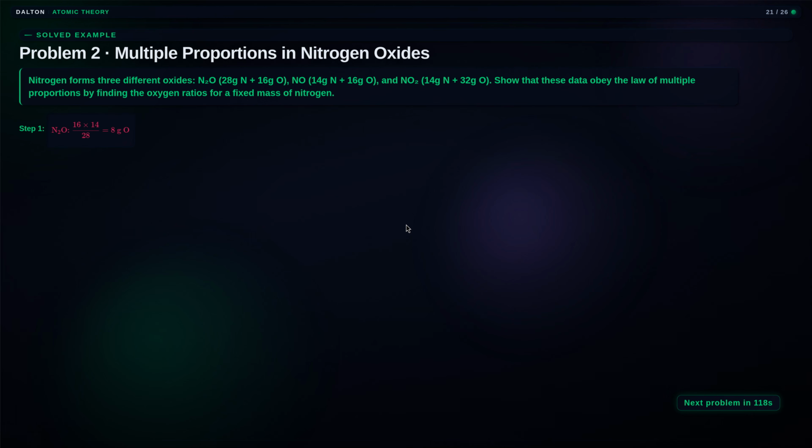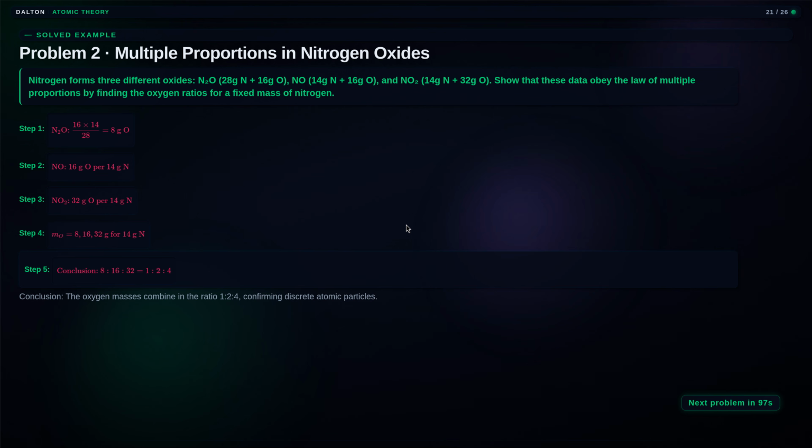Problem 2. Multiple proportions in nitrogen oxides. Nitrogen forms three different oxides: N2O with 28 grams nitrogen and 16 grams oxygen, NO with 14 grams nitrogen and 16 grams oxygen, and NO2 with 14 grams nitrogen and 32 grams oxygen. Show that these data obey the law of multiple proportions.